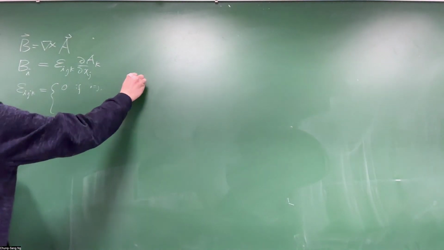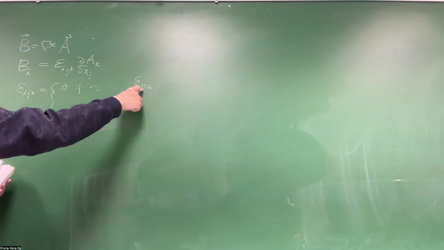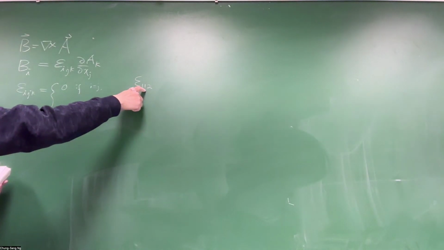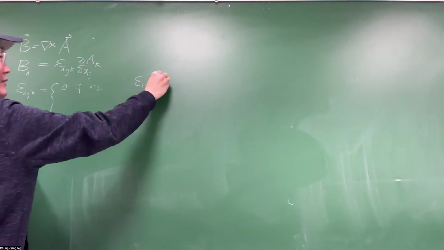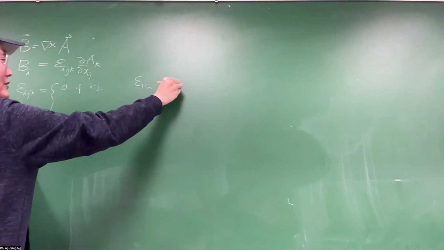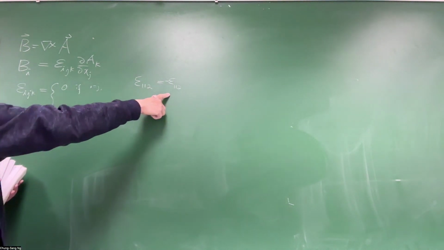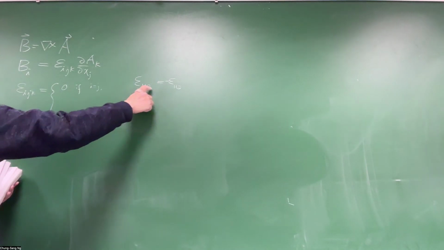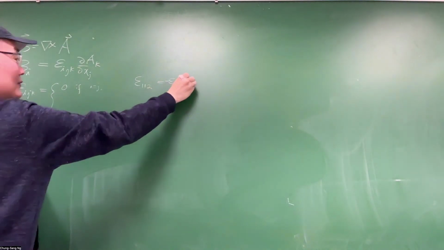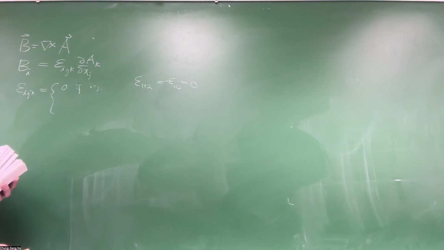So if you have epsilon 1, 1, 2, something like that, because you interchange the indices, it gives you the negative sign. So it equals minus epsilon 1, 1, 2, since if you interchange the first two, it's still 1, 1, 2, but you get a negative. And the only way to satisfy this equation is that it must be zero. So that is the property of the anti-symmetry.